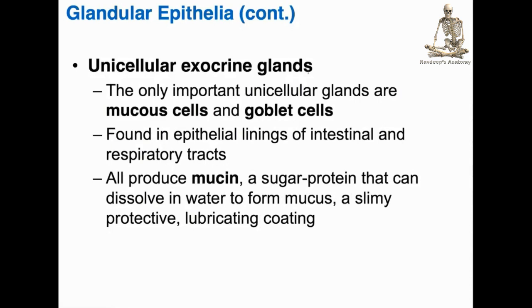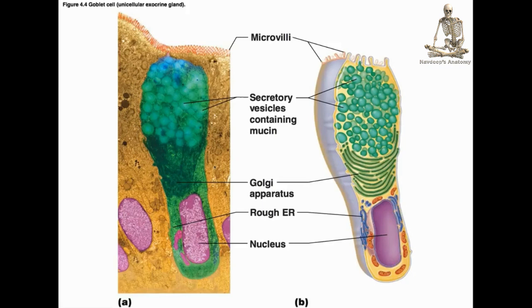Now the unicellular exocrine glands: the only important unicellular glands present in the human body are the mucous cells and the goblet cells, and these are found in the epithelial linings of the intestinal and respiratory tracts. All of these unicellular exocrine glands produce mucin, a sugar protein that can be dissolved in water to form mucus, a slimy, protective, and lubricating coating substance. So these glands keep the lining of our respiratory tract and digestive tract moist, and in return provide protection and lubrication to the organs of our respiratory and digestive systems.